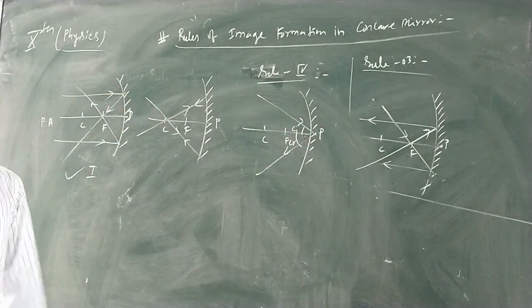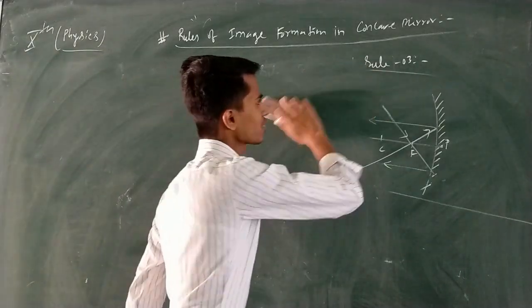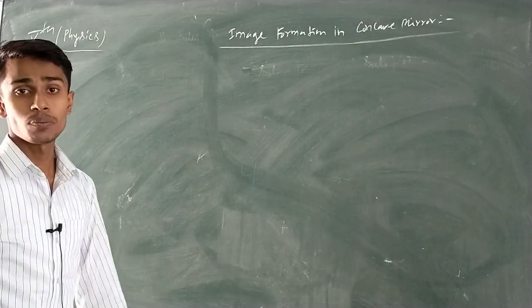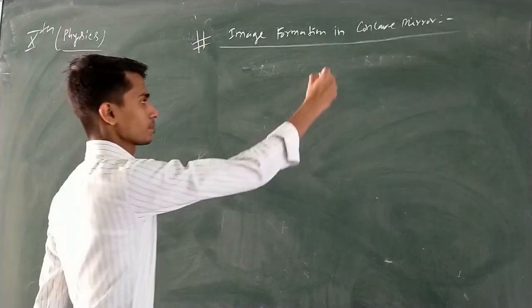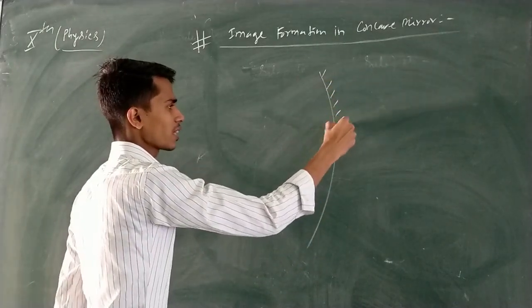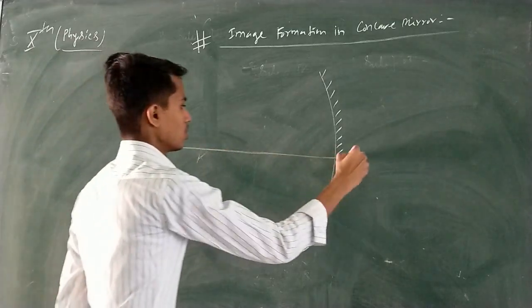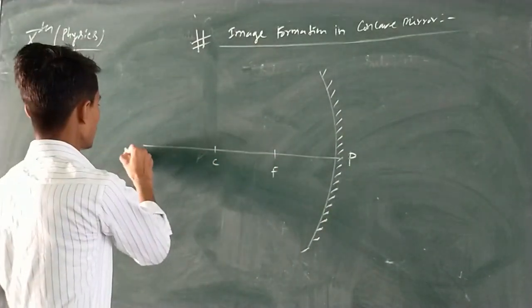You can recapitulate it. Now we will go through the image formation in a concave mirror, but before that, let us come to a discussion. This discussion will be particularly important when you do the numericals related to a spherical mirror. Listen, this is a concave mirror now. This is the pole, this is the focus, and this is the center of curvature. This line is representing the principal axis.